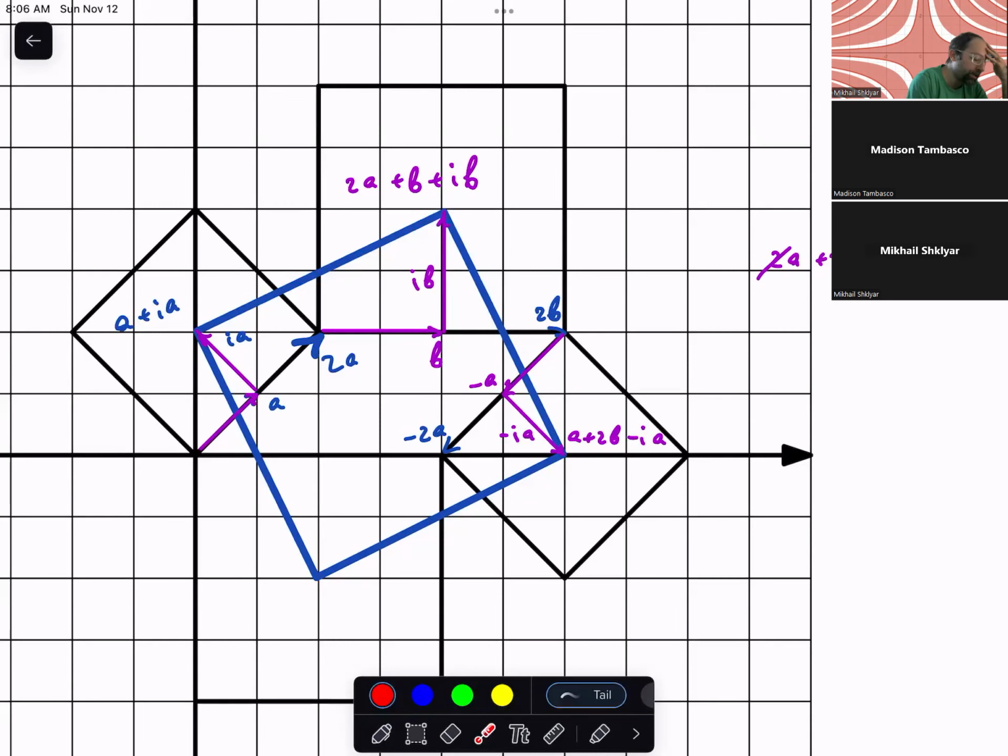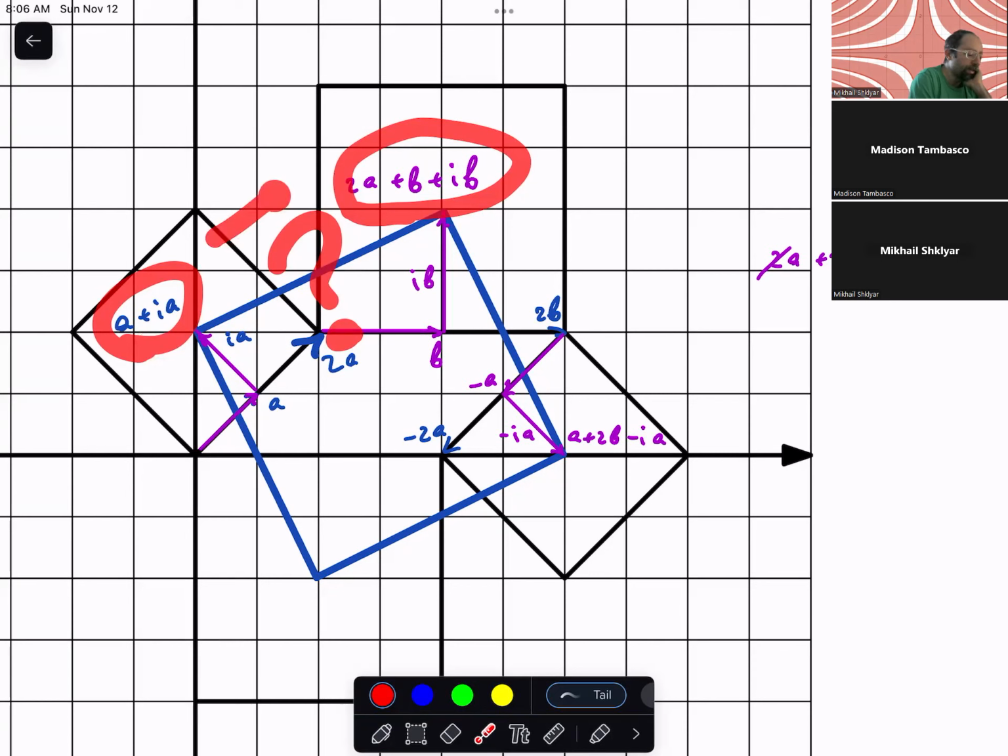Okay, so essentially what I need to do is to figure out what are these 2 vectors. So what are they? I essentially have this complex number 2a plus b plus ib. I need to add something to get to a plus ia. So how do I figure it out? This is called subtraction. So if I perform this kind of subtraction, a plus ia, and I subtract 2a plus b plus ib, the result is the complex number that I need to add to 2a plus b plus ib to get to a plus ia.